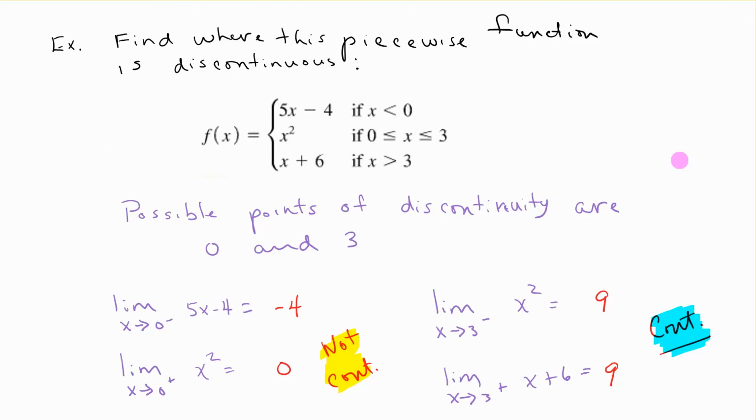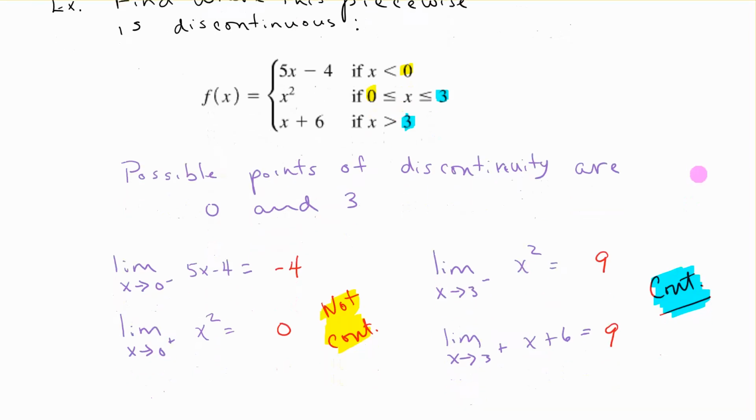Here's another example of a piecewise function. We don't have a picture of it. So we're given these three pieces are part of the function. Here's the parameters. So this is for x less than 0, this is for x between 0 and 3, and this is for x greater than 3. So you look and say, where are the possible breaks here? Well, possibly at 0, possibly at 3. So we have to try both of those.